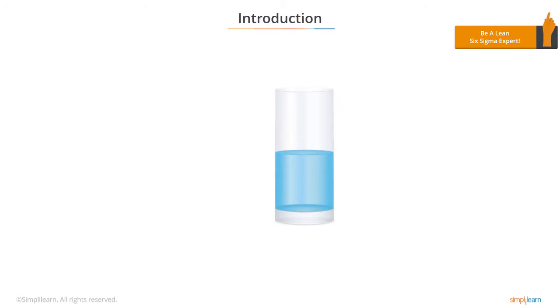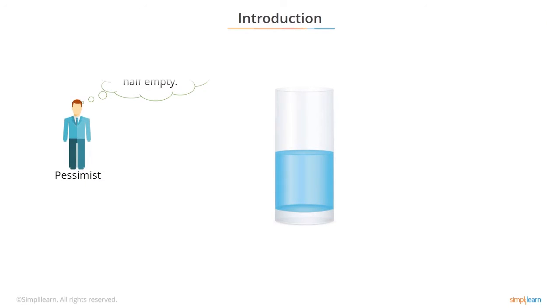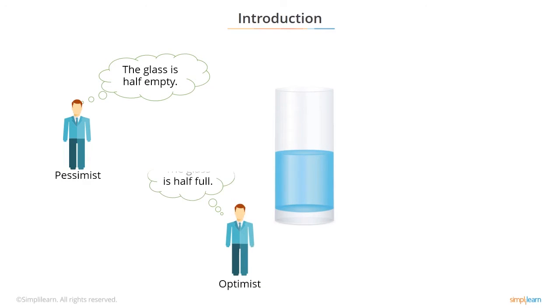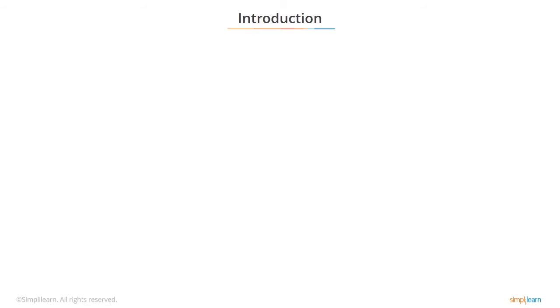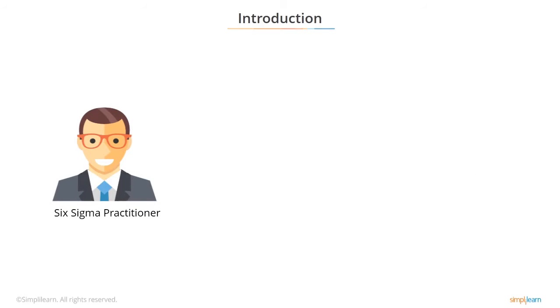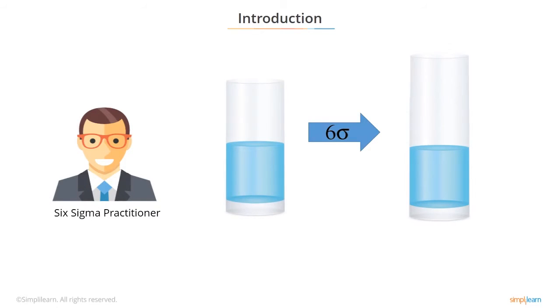Well, it depends on your perception or how you see the world. If you are a pessimist, you might think the glass is half empty. If you're an optimist, you might think the glass is half full. If you are a realist, you might think the glass is full with water and air. However, the Six Sigma practitioner sees a glass that is bigger than it needs to be, assuming the current water level is what the customer desires.